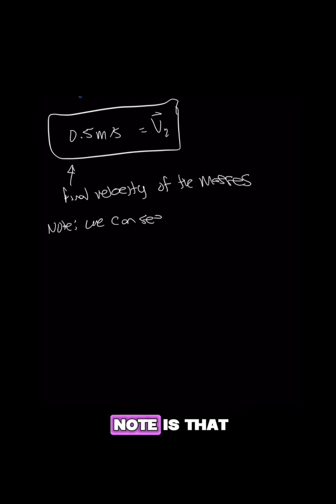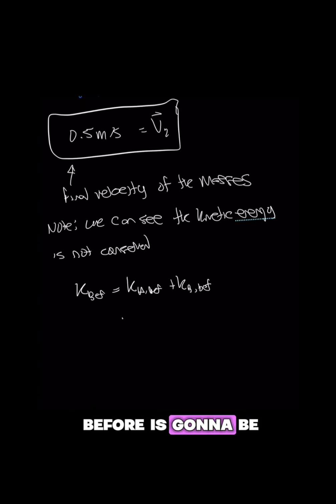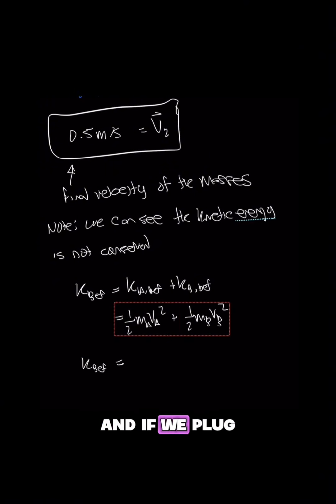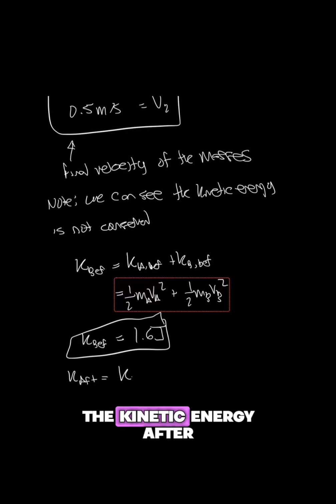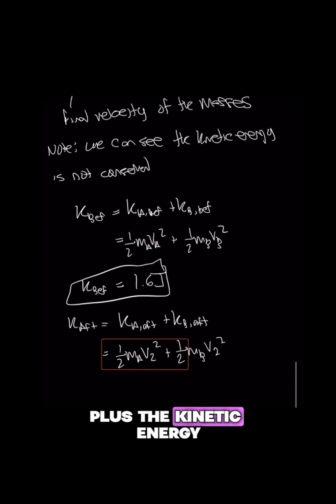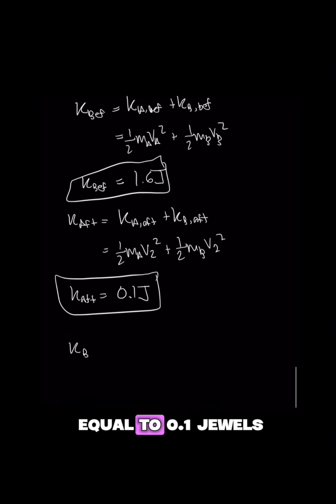So an important thing to note is that we can see that kinetic energy is not conserved because the kinetic energy before is going to be equal to the kinetic energy of A plus the kinetic energy of B. And if we plug in our known values, we end up getting 1.6 joules. And we can do the same thing for the kinetic energy after. It's going to be equal to the kinetic energy of mass A plus the kinetic energy of mass B after. And if we plug in our knowns, we get that the kinetic energy after is equal to 0.1 joules.